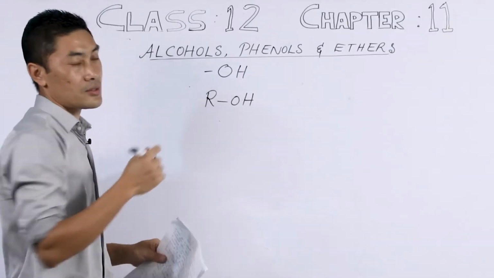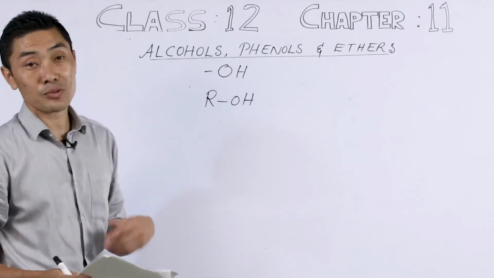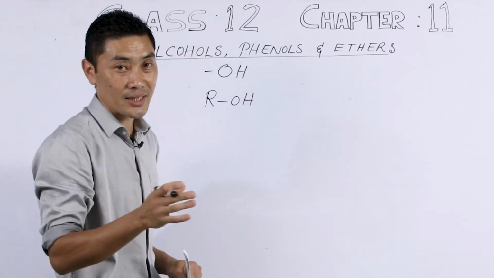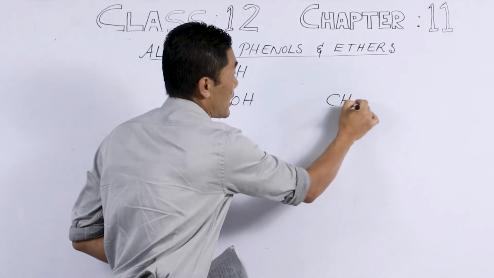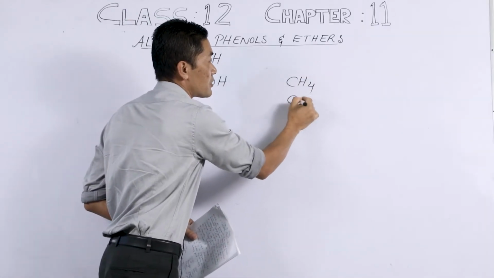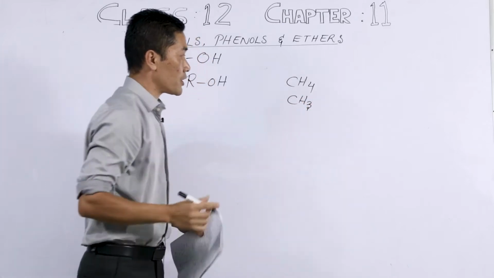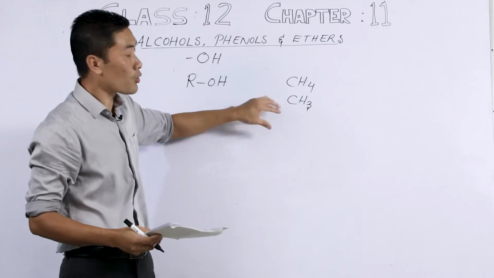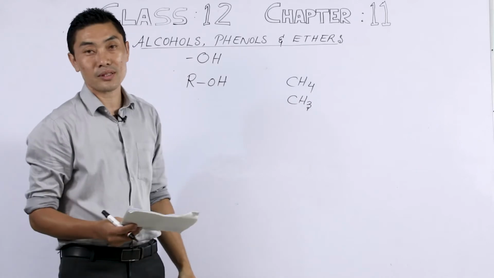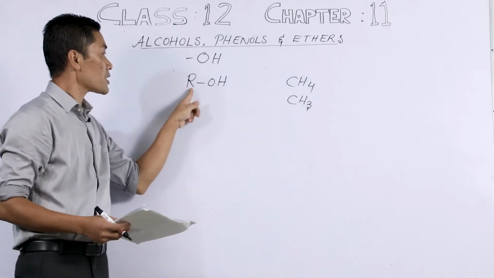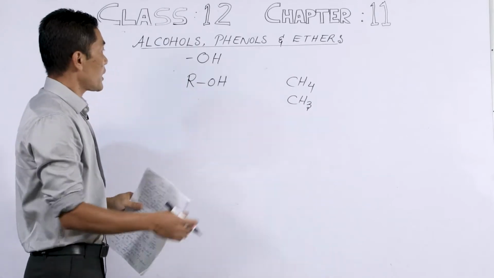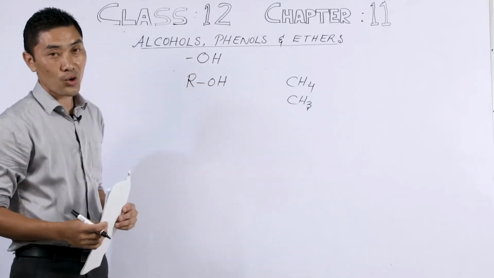Now here R stands for an alkyl group or a substituted alkyl group. Now remember, alkyl groups are those which are derived from alkanes. Suppose we have methane, an alkane. We replace or remove one hydrogen from here, we get CH3. Methane becomes methyl. So alkanes will give alkyls when we remove one hydrogen from their molecules. So this R in the formula represents an alkyl group or a substituted alkyl group. And this is the general formula of the alcohols.